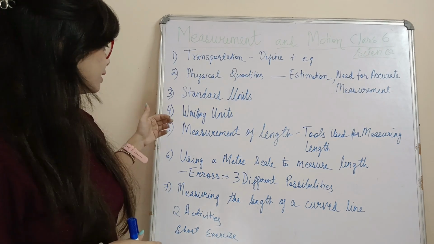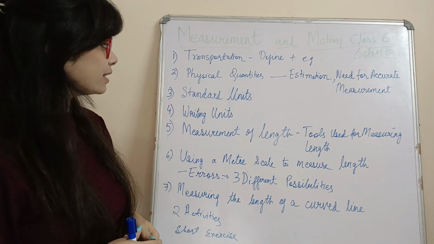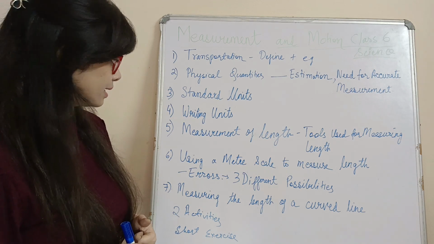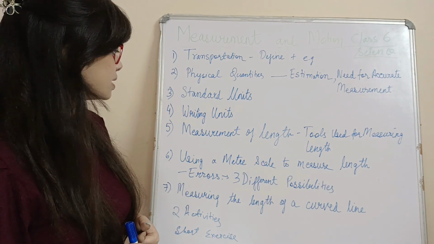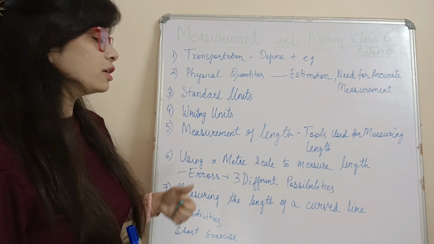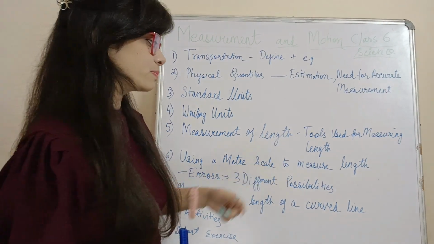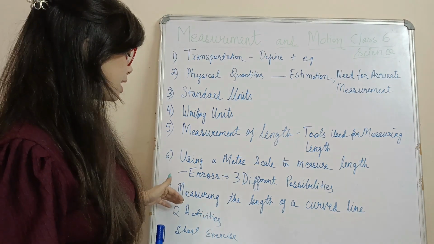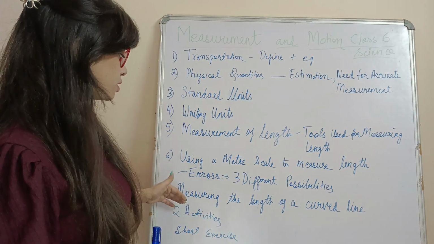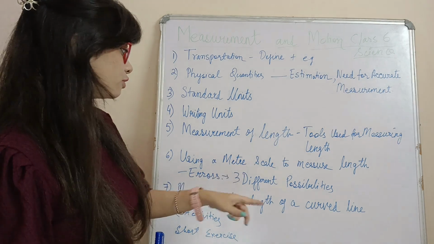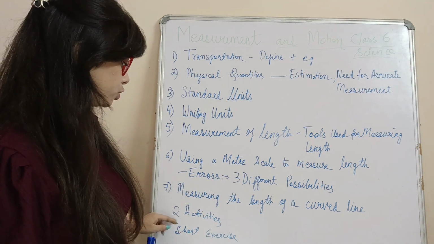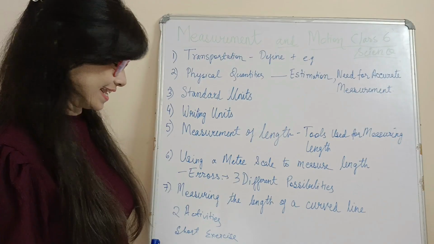Next, writing units, measurement of length, tools used for measuring length. Sixth is using a meter scale to measure length, under which we will cover the topic errors and three different possibilities of errors. Then, last topic of measurement will be measuring the length of a curved line, and we will also cover two activities and short exercise.